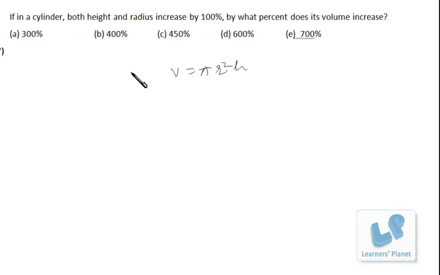Now height and radius, both of them are increased by 100%, and we have to find the final answer in percentage only. So you can take the basic value as 100 or maybe 10. It doesn't matter that the values of height and radius are not given, and this pi is actually constant, so we don't have to consider it in the calculation of percentage increase of volume. Now I assume the radius and height, both of them, to be 10 initially, because I just have to take the percentage increase. Now the initial volume will be what? 10 into 10 into 10, that is 1000.